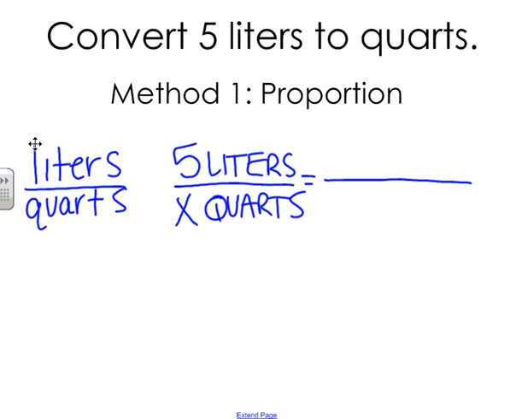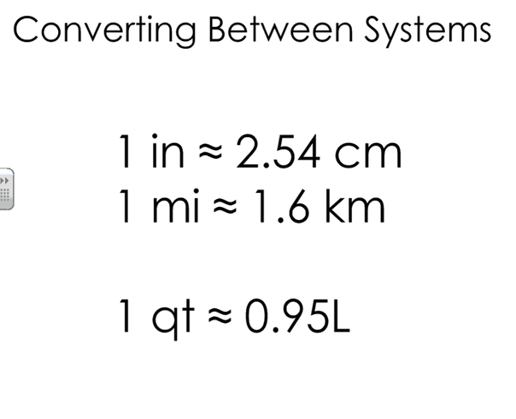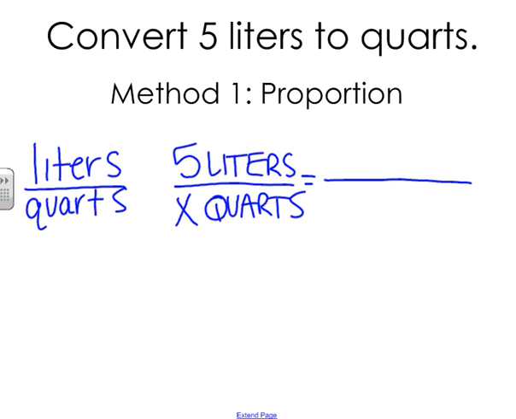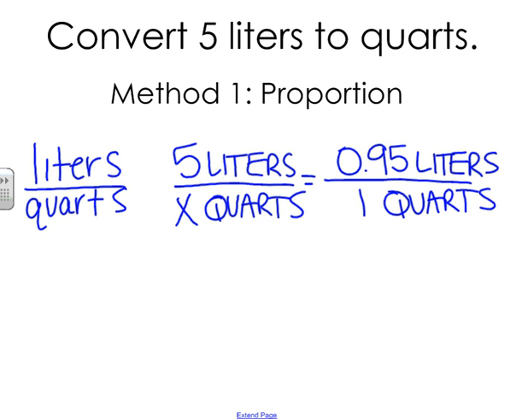The second half, I'm going to use the conversion factor that they gave me. So on the first page, we saw that 1 quart was approximately 95 hundredths of a liter. So I'm going to still line this up so that liters are in the numerator and quarts are in the denominator. Notice how the second ratio is equal to 1 if you were to divide it because those two measurements are equal to each other. Now that we have our proportion set up, we can use cross products to solve.